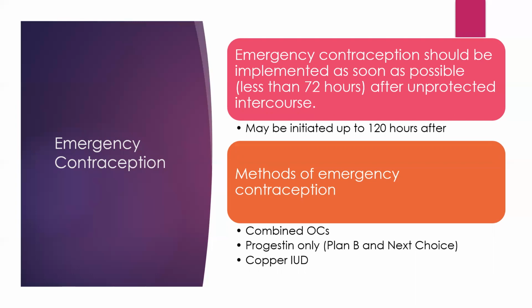So this one's Plan B One-Step, or there's also Next Choice. These are going to be progestin only products that are packaged specifically for emergency contraception. So these are available now over the counter. You do have to be 17. Traditional dosing is 1 tablet, 12 hours apart, but taking both doses at the same time does not decrease efficacy, and it's just easier to have our patients do it that way.